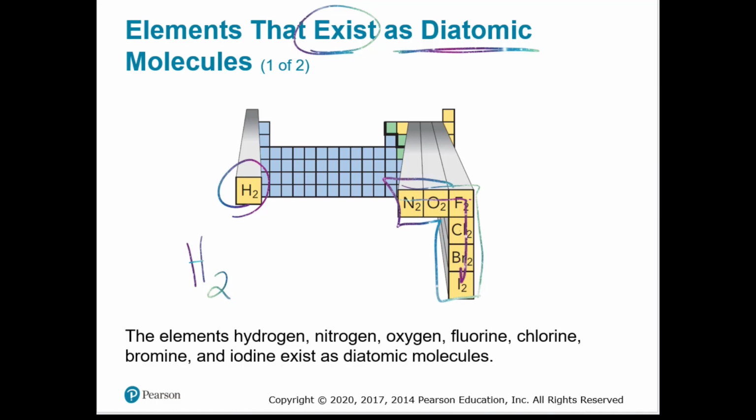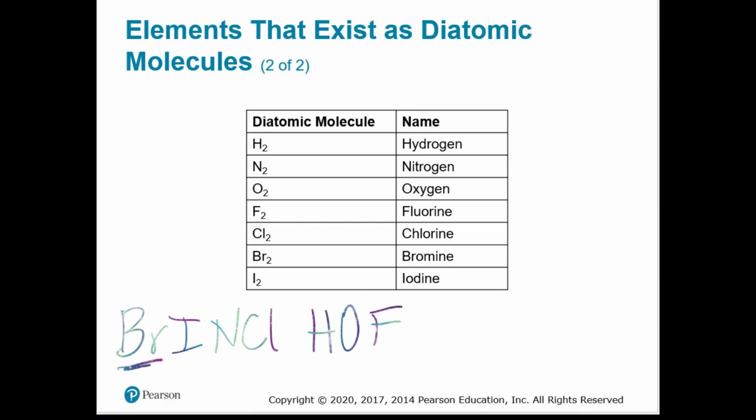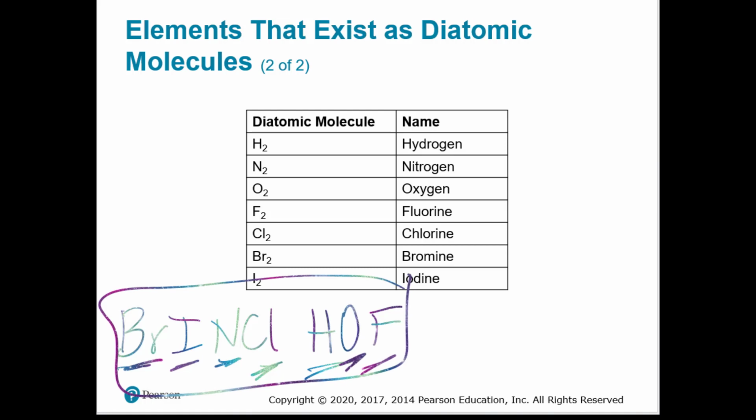And notice that this makes the number 7, and then add hydrogen to it. You can also remember who likes to be diatomic by knowing the phrase Brinkelhoff. I know it sounds silly, but bromine, iodine, nitrogen, chlorine, hydrogen, oxygen, and fluorine are the 7 elements that exist in diatomic molecules.